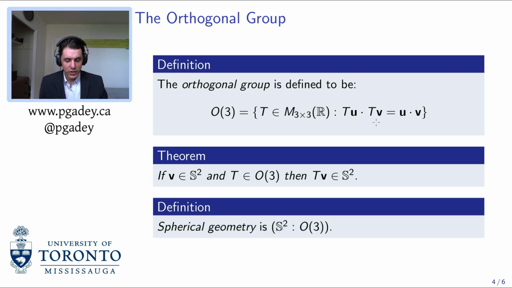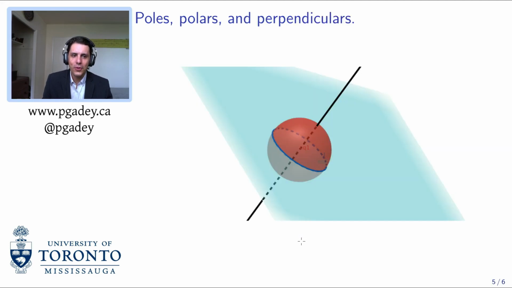So now we can define spherical geometry together with its transformation group. We start off with the point set of the unit sphere, and we put the 3x3 orthogonal matrices as a transformation group. So that includes both rotations and reflections across planes. Now we're going to talk about some interesting features of spherical geometry that don't quite have analogs in Euclidean geometry. Those are the poles, polars, and perpendiculars.